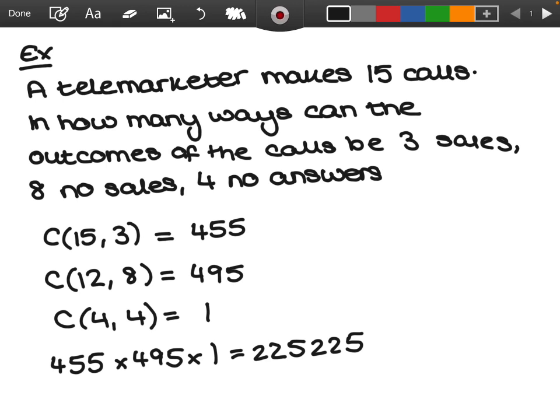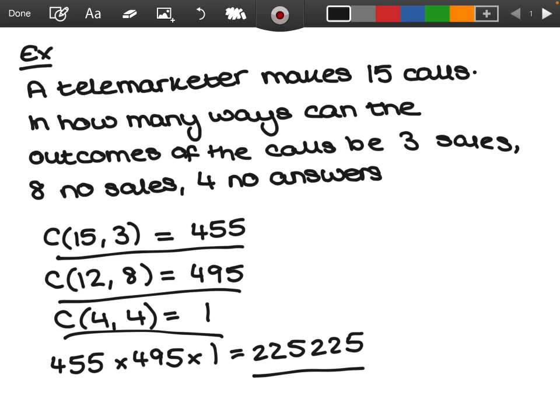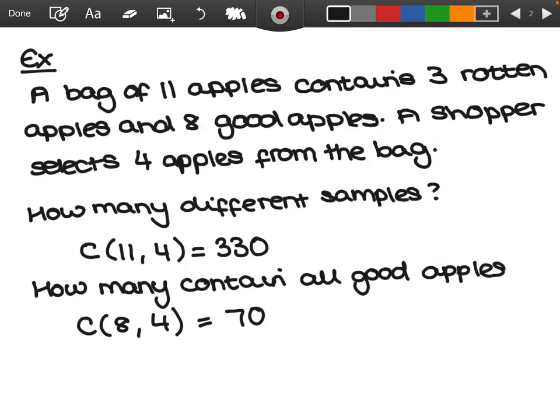Okay, once you've done that, you can then multiply all of these together. You have your first choice, your second choice, and then your third choice. So we can treat each one of these as its own trial. You've got 3 different choices that have to be made: how many sales you have, how many no sales you have, and how many no answers you have. And then multiplying those together will give you the number of ways in which you can have all of these things put together by using the multiplication principle. So it's basically like treating it as 3 different choices and then multiplying them together.